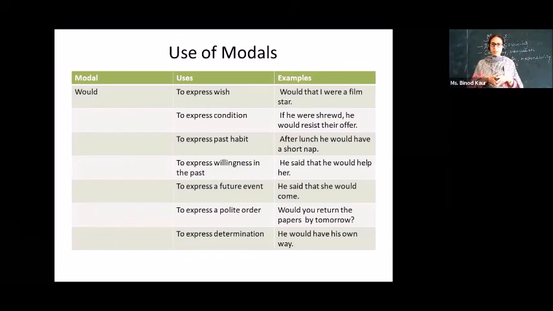So we use it to express determination. He would have his own way. Now you need to speak whatever expression you want to express. If you are making a request, you need to be polite. Would you return the papers by tomorrow? And if you are expressing determination, meaning your firmness, he would have his own way. There you need to stress. If you say it flatly, then it is not a determination. It is a simple kind of speaking, and those who speak like this without the expressions are not effective speakers. Yes, next slide.